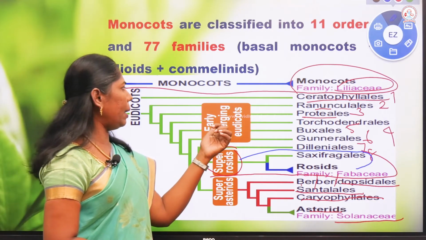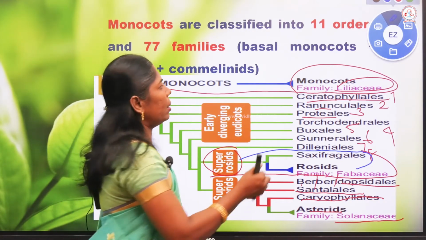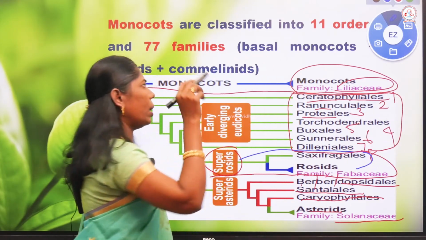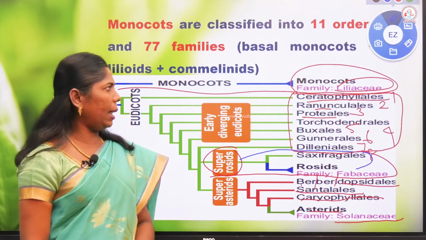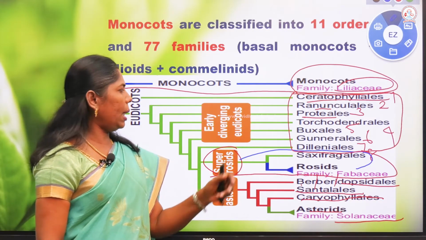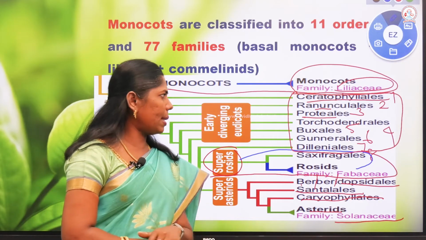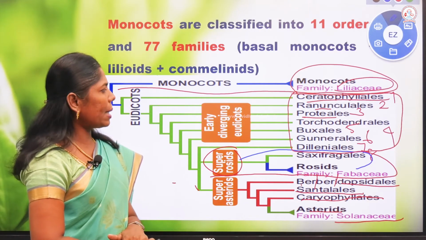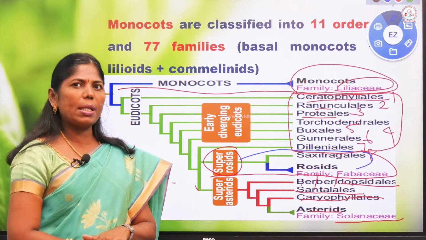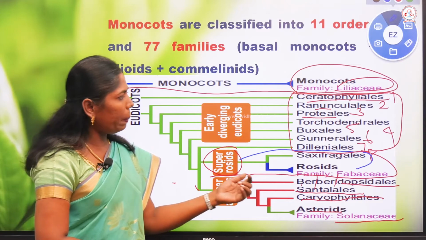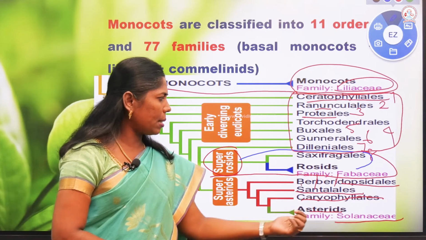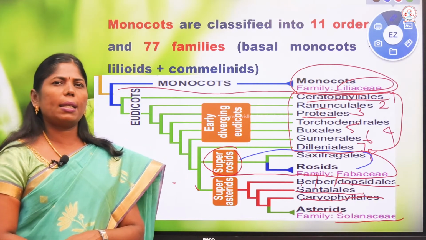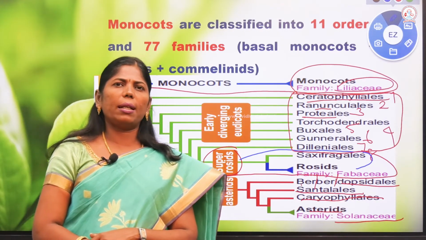ஸோ இதில் early diverging eudicots அப்படிங்கிறதுல எத்தனை ஆர்டர்ஸ் இருக்குது அப்படின்னு பார்த்தீங்கன்னா இதெல்லாம் வந்து that is your eudicots ஓட order. Once again you should recall ceratophyllales, ranunculales, proteales, torchotendrils, basales, gonerales, dilineales. Okay, so next one is here saxifragales, another one is here rosids. Okay, then berberry dopsidales, santalales, caryophyllales, and another one is here astrids, that is a family Solanaceae. Okay, so this is we must by heart each and every term.